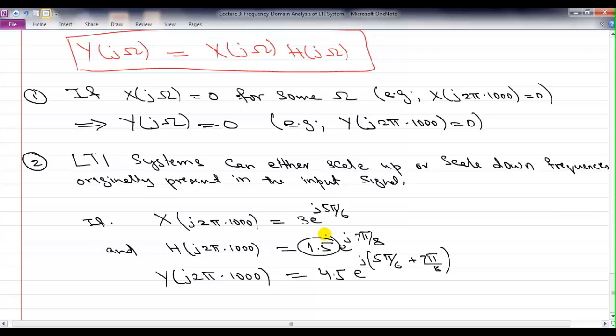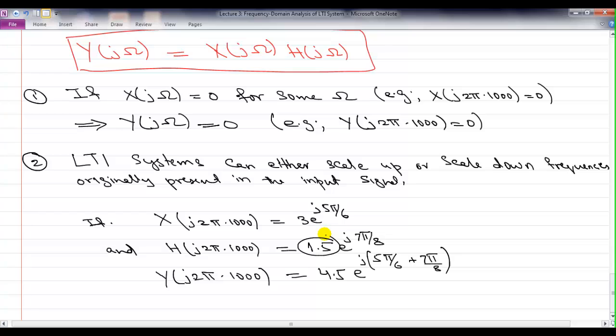If your input signal already has some frequency, it can either amplify that or it can damp it, depending upon what is the Fourier transform of your impulse response at that frequency. Okay, the key part is at that frequency.